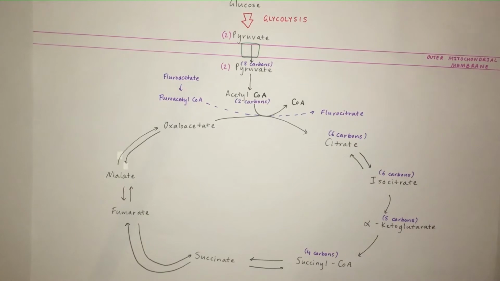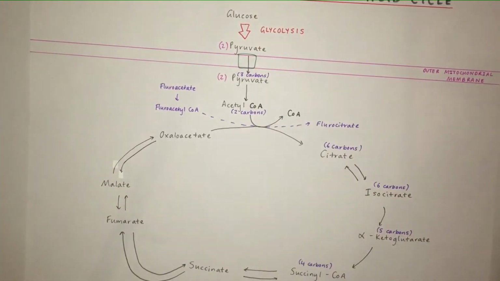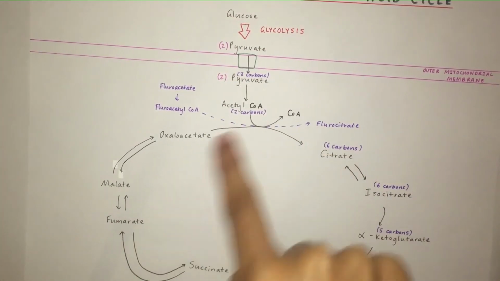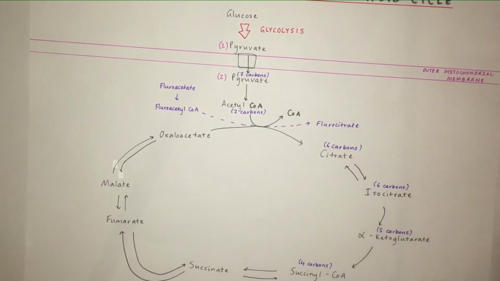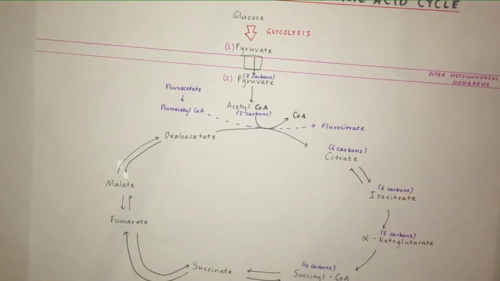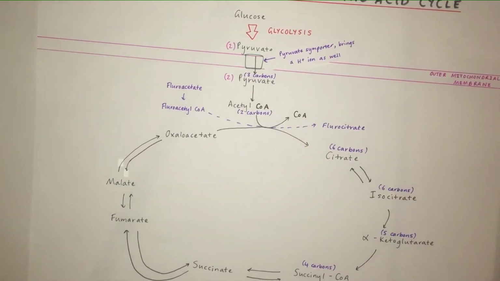Let's get started. So as we know, from glycolysis, glucose is converted to pyruvate. And remember, there's two pyruvates. So from this point on, everything is going to happen twice because there's two pyruvates that are produced by glycolysis. So pyruvate is transported through the outer mitochondrial membrane through a pyruvate symporter, which brings in a H plus ion as well. So just keep that in mind.